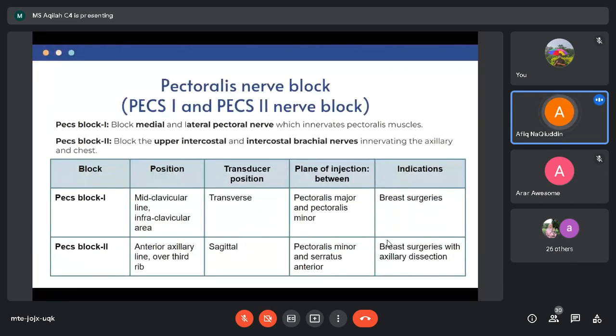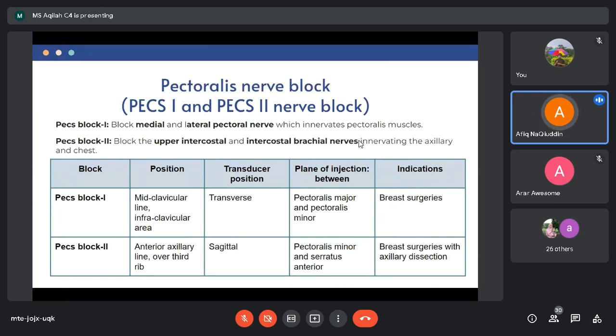There are a lot of types of nerve block. The first one, we go one by one: the pectoralis nerve block, or what we commonly see as the PECS nerve block. It is further divided into PECS 1 and PECS 2 nerve block. The PECS 1 blocks the medial and lateral pectoral nerve, which innervates the pectoralis muscle.